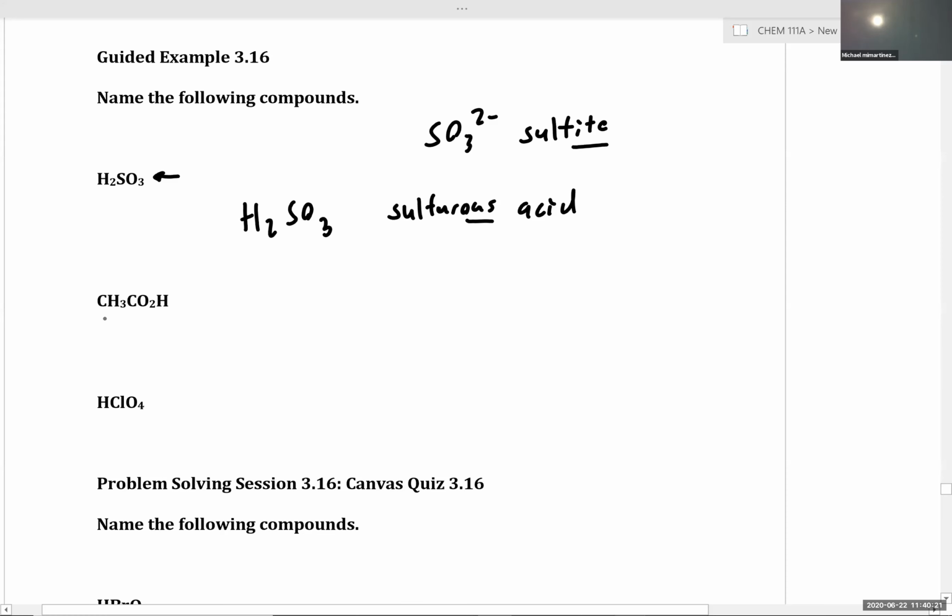Let's look at another example. CH3CO2 minus is known as acetate. So the ATE ending is replaced with IC. When we look at our polyatomic acid, CH3CO2H, we'd call this acetic acid.